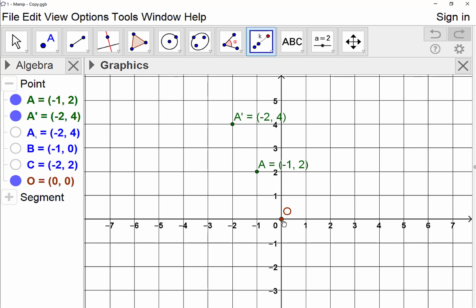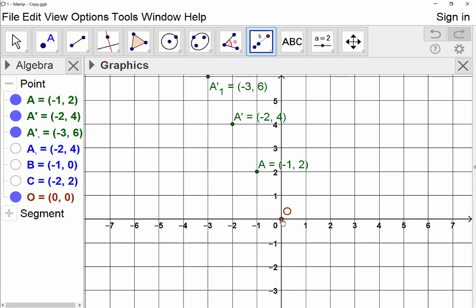So if we want to do it 3 times, you go up 2 and over 1 one more time. If we do a dilation of 3, A is going to land over here. Up 2 over 1, that's a dilation of 1. Up 2 over 1, that's 2 times we've done it. Up 2 over 1, that's 3 times we've done it. So it should land right there.